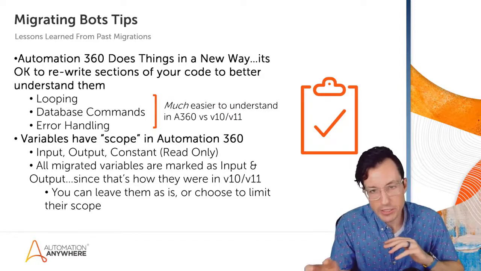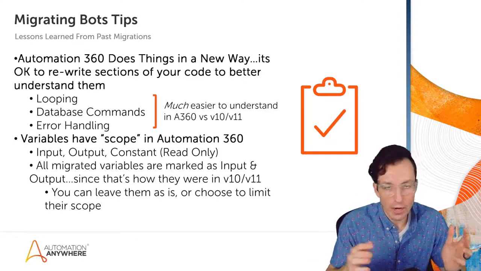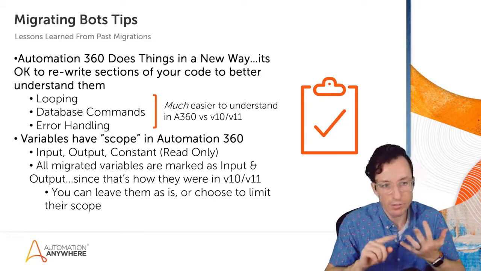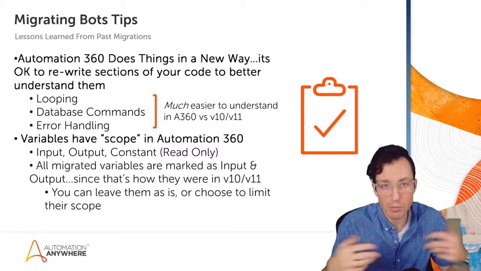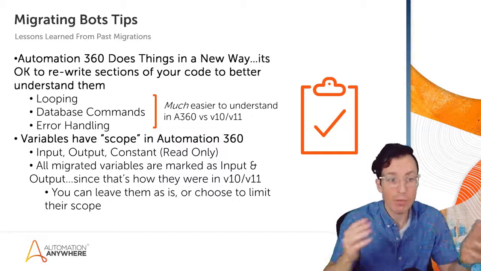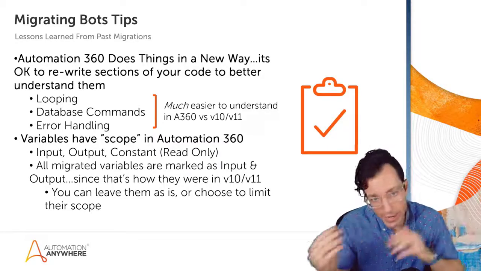In Automation 360, that's changed a little bit. Now, when I create a variable, it can be marked as an input, an output, a constant, or neither, right? So it doesn't have to necessarily be an input or an output. And it can be marked as more than one, right? It can be an input and an output.